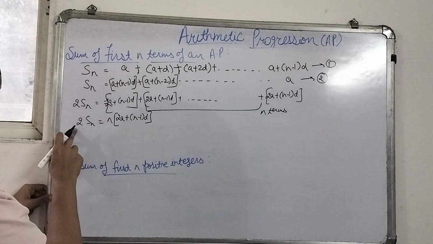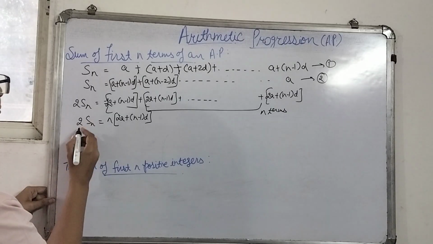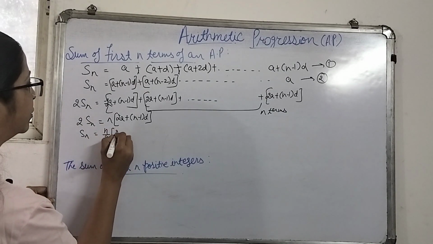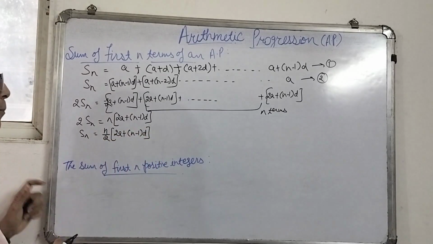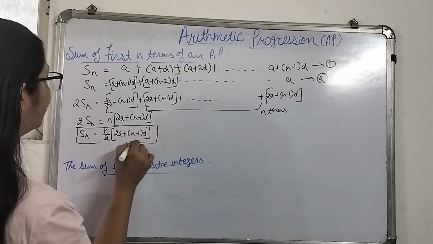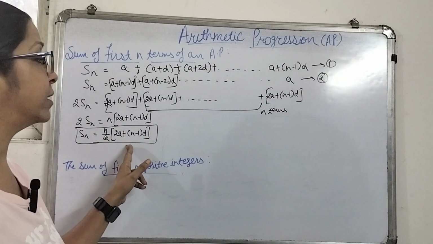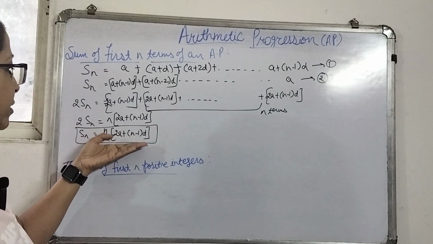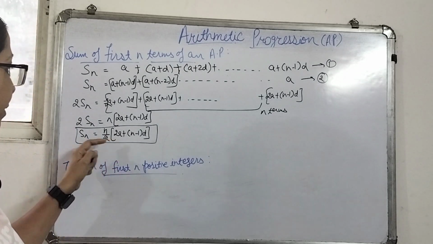So this is the value of 2 times Sn, that is 2 times the sum of the first n terms. So the sum of n terms will be n by 2, (2a plus (n minus 1) into d). This is the formula which is directly used for finding the sum of n terms. If the series is in AP, then we will directly use this formula, and by using it we can get the sum of the first n terms of the AP.